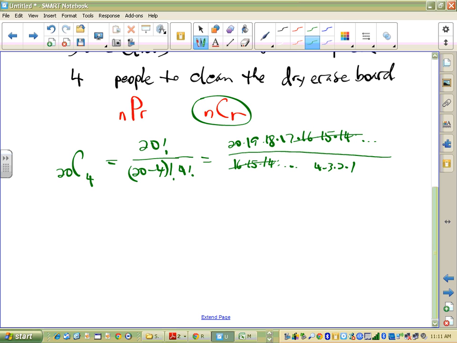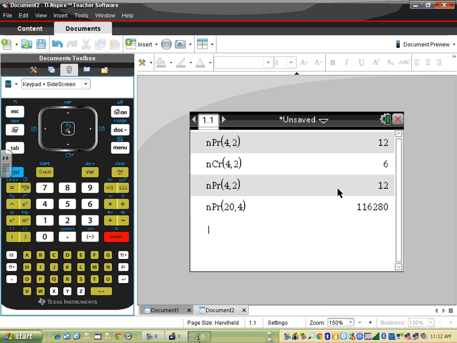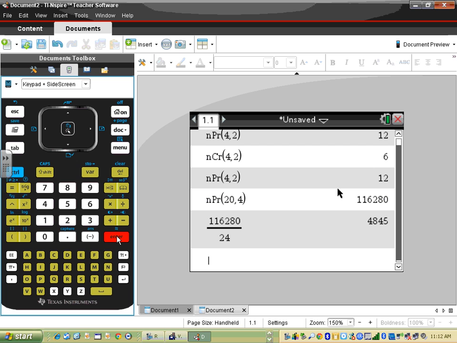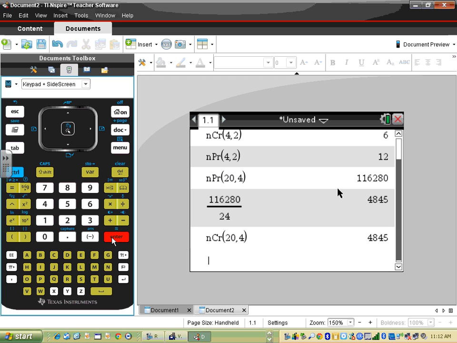And notice how we divide through by another 24. That's a 4 factorial in the denominator next to 20 minus 4 factorial. So this should be 24 times smaller than what we had. Watch, let me divide my answer by 24, and then let me try an nCr, a combination of 20 items, and we're picking 4. And notice it's 24 times smaller because we divide by that much more. Does that make sense? The way the formulas work, I hope.